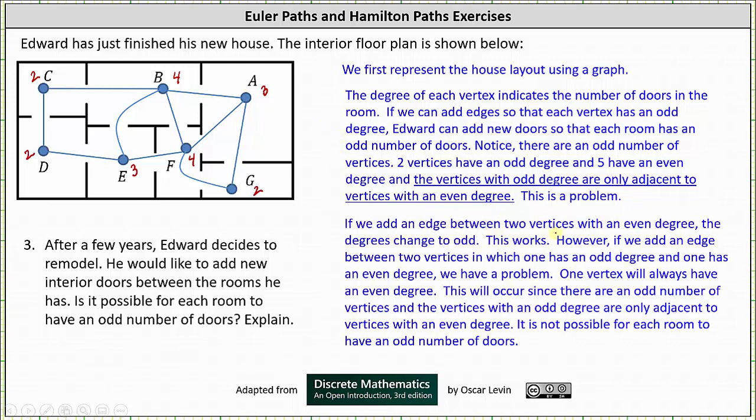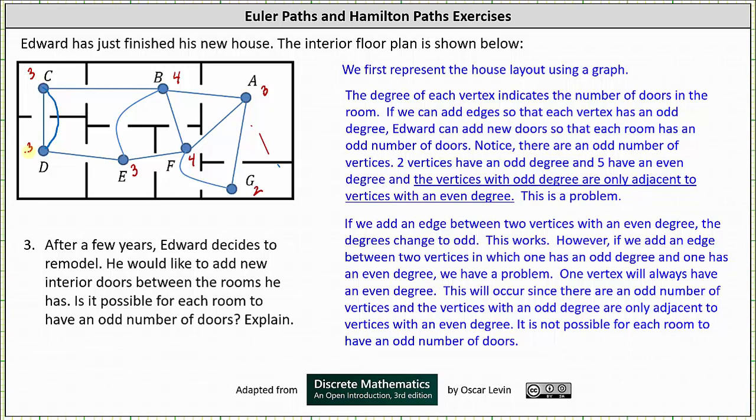If we add an edge between 2 vertices with an even degree, the degree changes to odd. For example, if we add an edge between vertices C and D, this is like adding a door between room C and room D. Notice how the degrees change from 2 to 3, which works because we're trying to have all the degrees be odd.